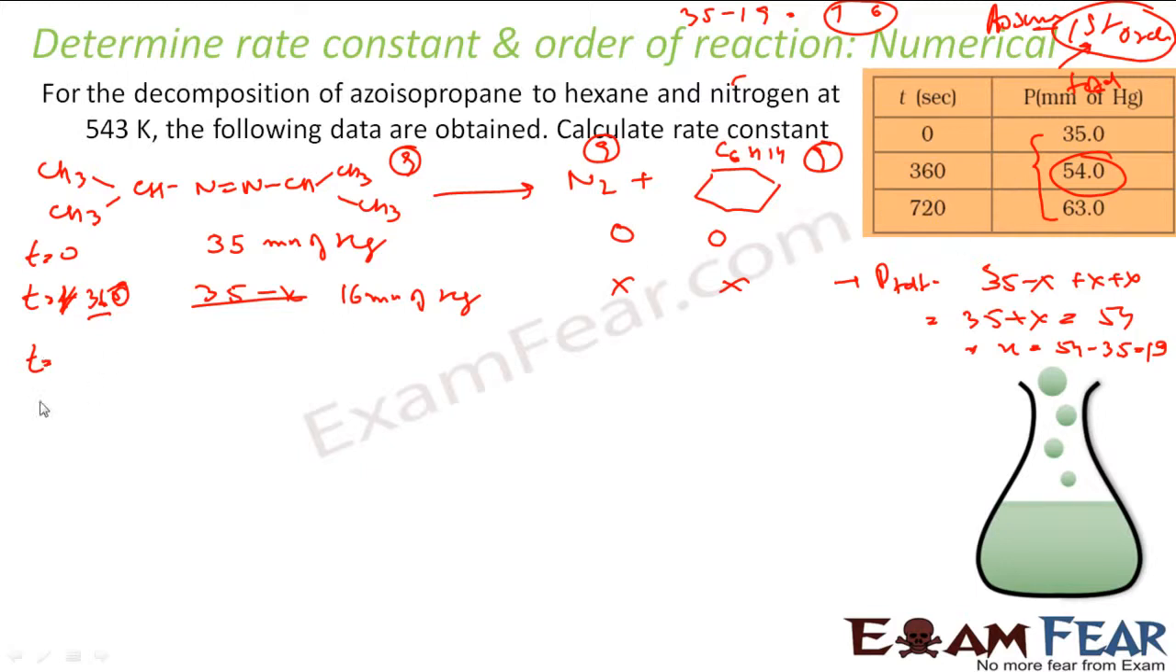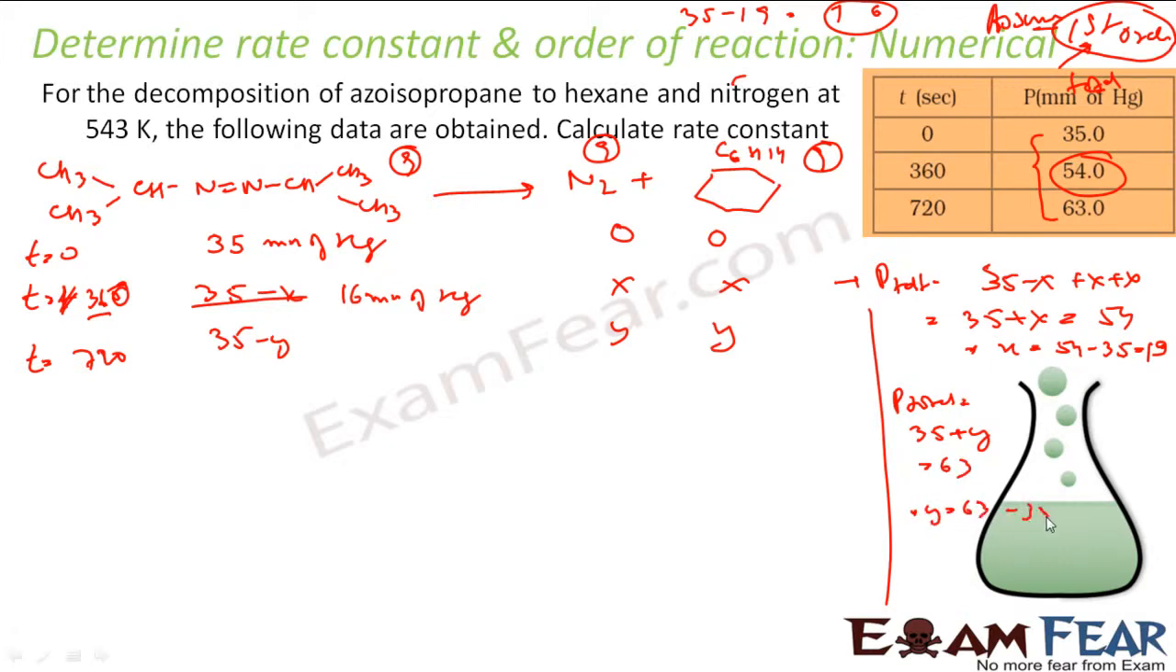At T is equal to 720, let's do this. Let's use the same formula. This becomes 35 minus Y. I'm comparing from this. This becomes Y and this becomes Y. Same formula, same thing will apply here. So here also P total will become what? 35 minus Y plus Y plus Y. That is 35 plus Y. And that value is 63. So Y is nothing but 63 minus 35.